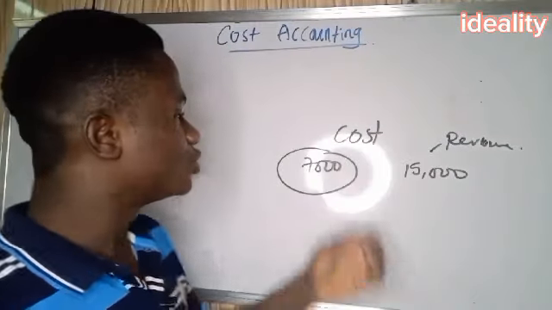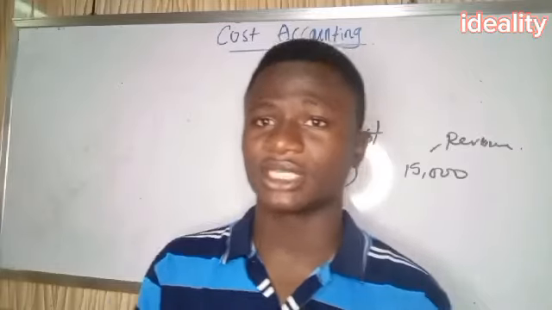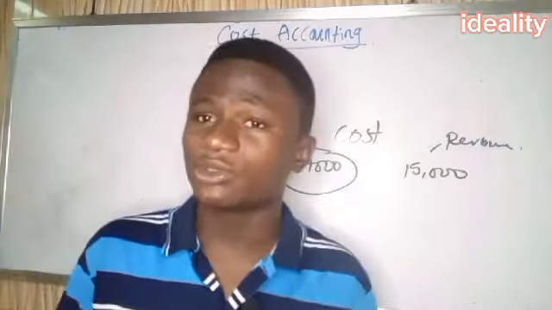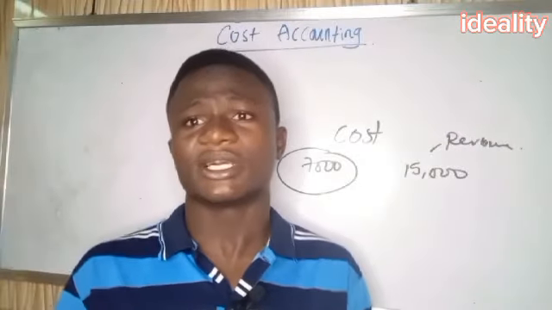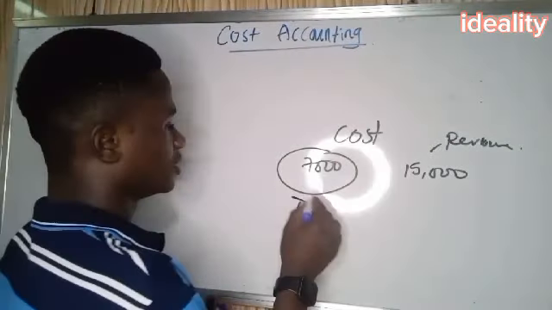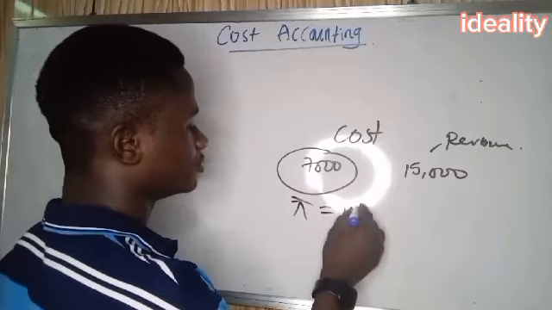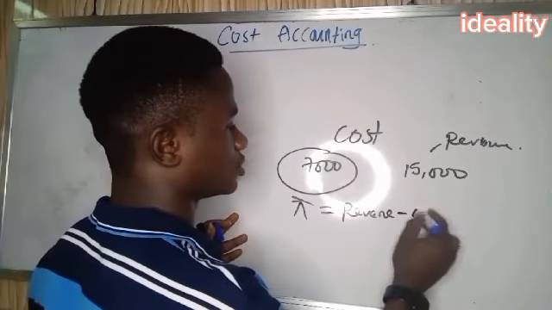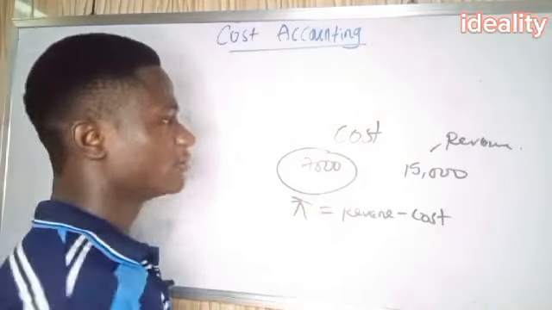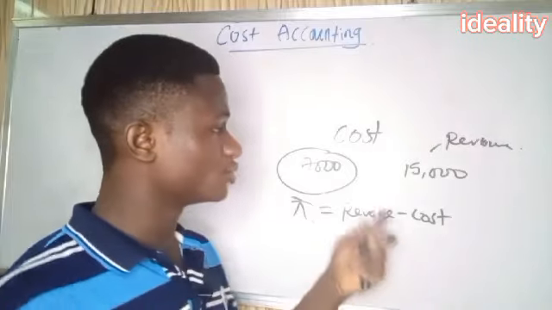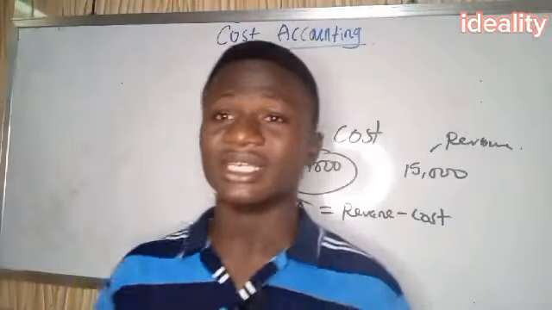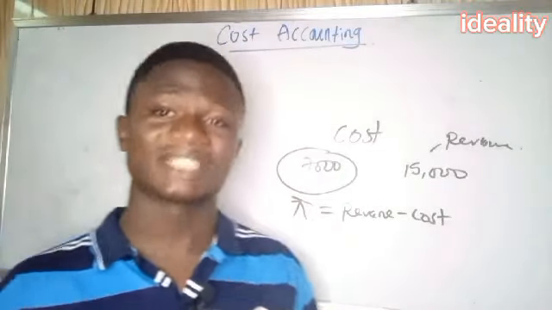Now let's assume I don't know these costs. I just came to you and said, after selling all my goods and everything, I made 15,000 naira, and you ask me what my cost is, and I'm unable to provide it. Definitely you cannot calculate my profit. Profit is simply revenue minus cost. My revenue is 15,000 naira, but this 7,000 naira you don't know, so you cannot calculate your profit. That is why it is very important to consider cost accounting, because before you can calculate your profit, you need to understand your cost.